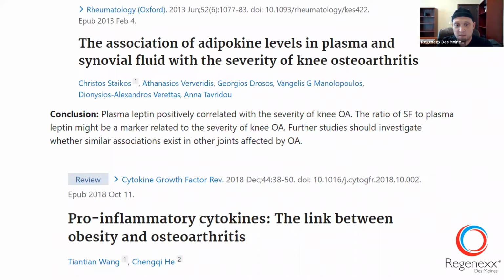And so one of the things that can be done that doesn't require any intervention is the diet. And we know that there's a high rate of osteoarthritis in overweight or obese patients.